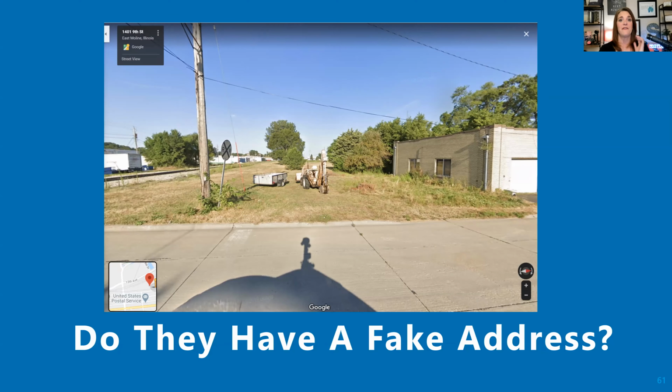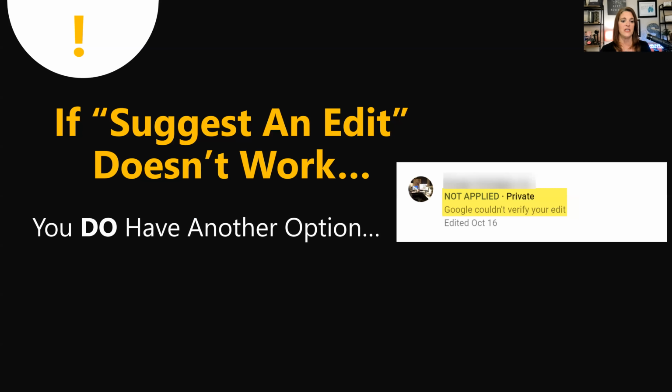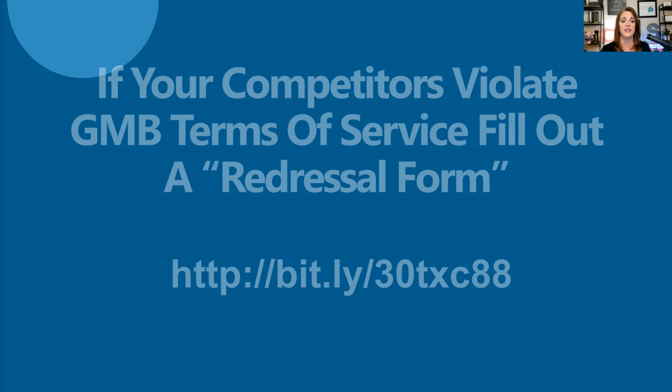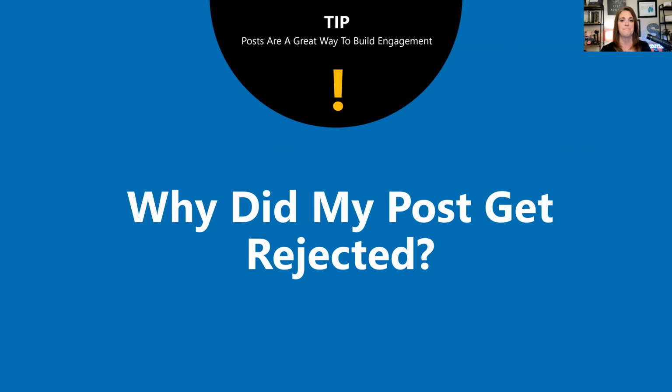Now, for instance, if they have a fake address, that is something that you can go on Google Maps, for instance, click on their link, suggest an edit. And for instance, if they have a residence, you can mark it as a private place or home. Here are just some of the suggestions that you can use. So if the suggest an edit doesn't work, you do have another option. You can actually fill out what's called a redressal form, and there's a link to the redressal form. The redressal form is a much more official way of filling out a complaint about a business that is spamming or violating Google My Business's terms and conditions.